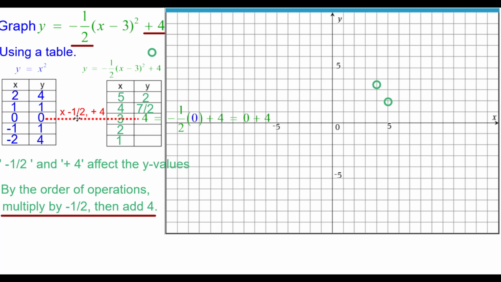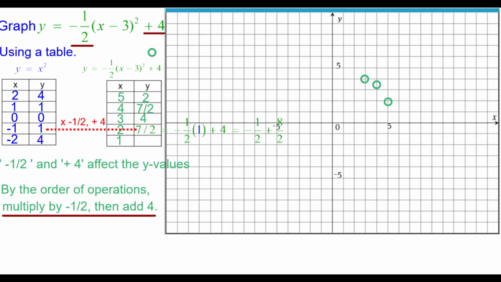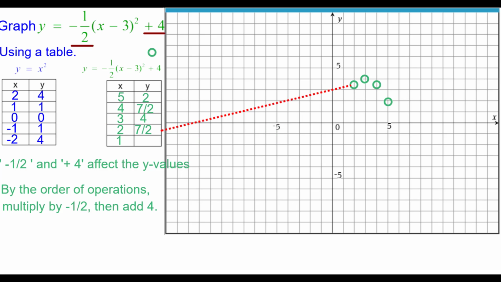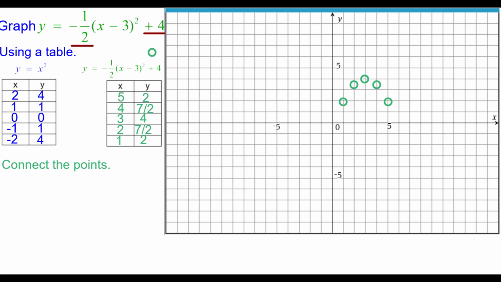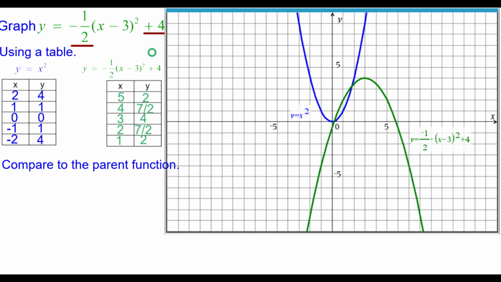So 0 times -1/2 plus 4 is 4. So (3, 4) is plotted. 1 times -1/2 is -1/2, plus 4. Again, we're getting that 7/2. And when we put in 4 before, we got positive 2. So in this case, it'll be (1, 2). Connect the points, make it look like a parabola opening downwards, which it is because of the -1/2, and compare it to the parent function.